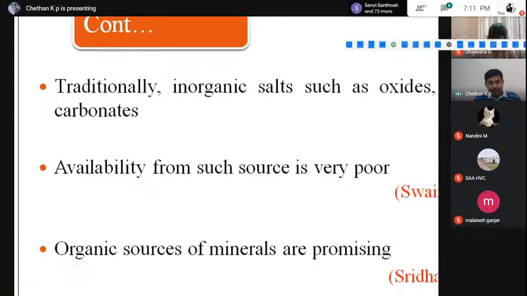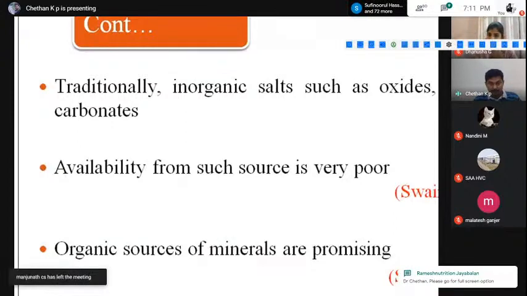So the scientists, the farmers, even the feed manufacturers were looking for some alternative sources of minerals which have better availability. Among them, one is the chelation mechanism, another is the use of organic sources like copper methionine, selenium methionine. The mineral attached with the organic sources have better bioavailability.